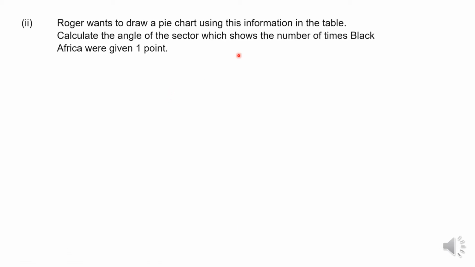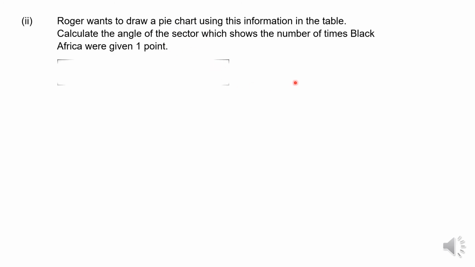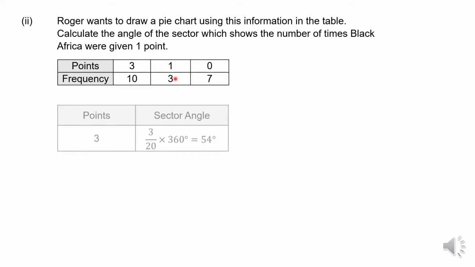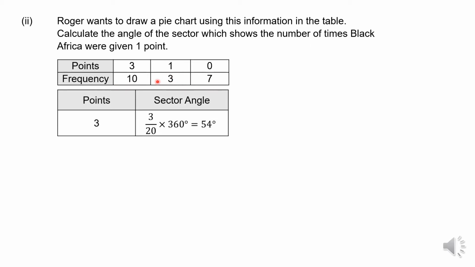Right, then they say Roger wants to draw a pie chart using this information. So now they say he wants to make a sector angle which shows the number of times Black Africa were given 1 point. So they were given 1, 3 out of the 20. Now the 20 comes from adding the frequencies. 3 out of the 20, that is where they get 1 point.